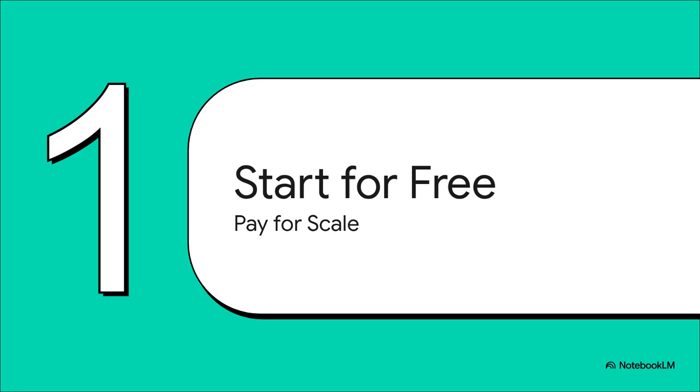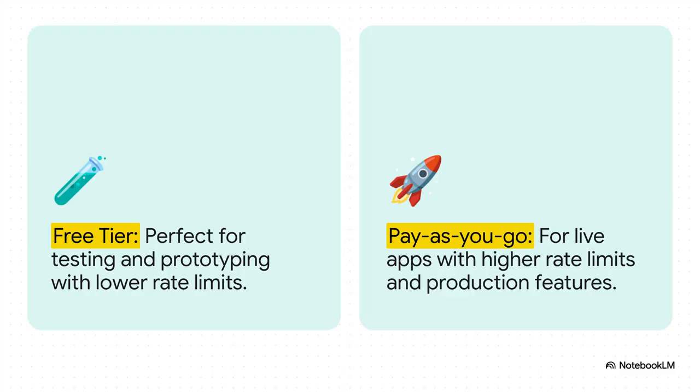Okay, first things first. When you're getting started with Gemini, Google basically gives you two main doors to walk through. It really just depends on whether you're just kicking the tires or if you're building the next big thing. On one side, you've got the free tier. Think of this as your personal playground. It is perfect for building prototypes, learning how things work, and just figuring out if your idea has legs. The limits are a bit lower, sure, but it's more than enough to get you off the ground. Then, when you're ready to go big, you just flip a switch to pay as you go. And boom, you instantly get way higher limits and all the features you need for a production-ready app.